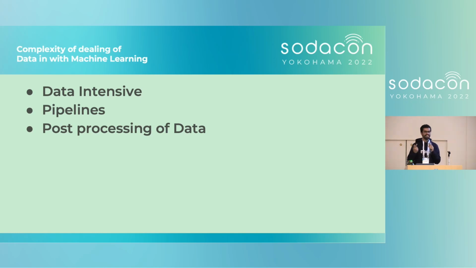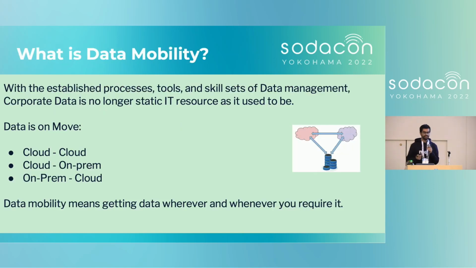So basically, it will be data intensive. There will be the machine learning pipelines, and once you have done the post processing of your data, that's where the scenario comes in of what to do with that data. So that's where we'd also like to talk about data mobility, because what data mobility enables us to do is transform or translate our data from one platform to another platform. Whether it's from one cloud to another cloud, or from on-prem to cloud, or from cloud to on-prem.